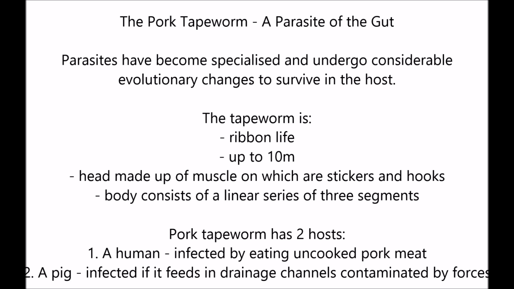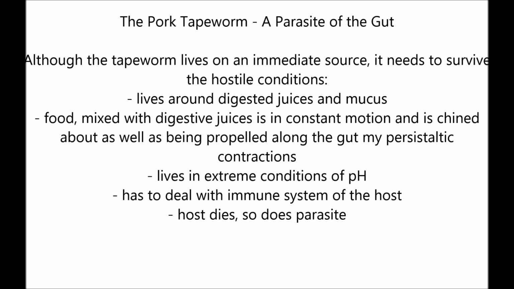The pork tapeworm has 2 hosts, the human, which is infected by eating uncooked pork meat, and the pig, which becomes infected as it feeds in drainage channels contaminated by feces. Although the tapeworm lives on an immediate source of food, it needs to survive hostile conditions, as it lives around digestive juices and mucus.